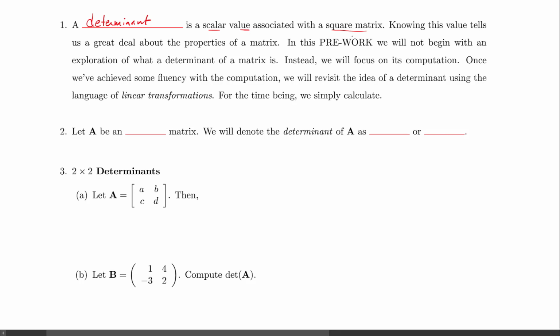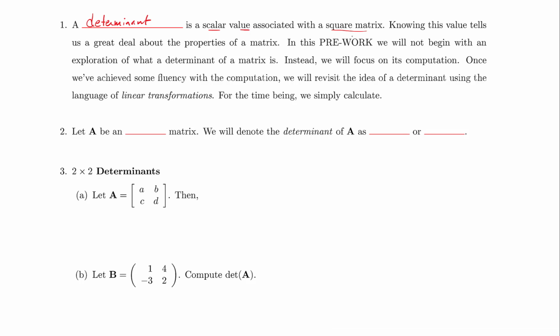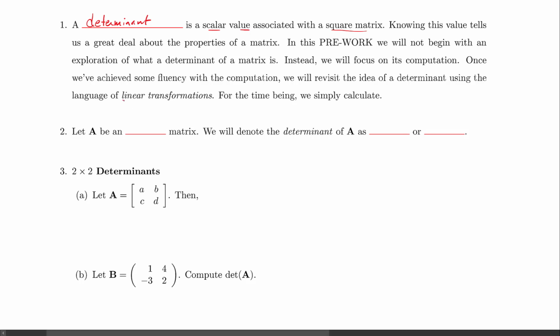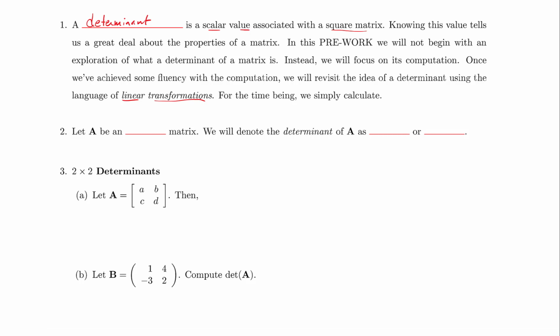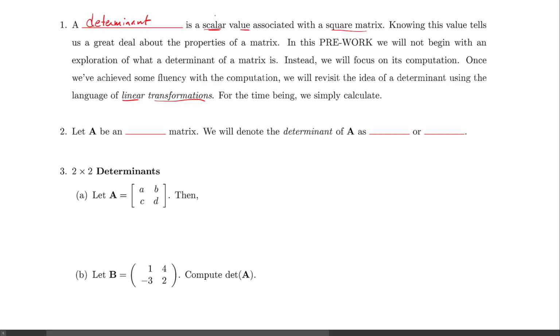I do encourage you to read through this paragraph. It explains a little bit about what we're going to do. Eventually, once we get the language of linear transformations, I'm going to give you a better insight as to how we can interpret a determinant, what we can think of it as representing. But for right now, it's simply a scalar value, meaning, of course, a number that we associate with a square matrix.